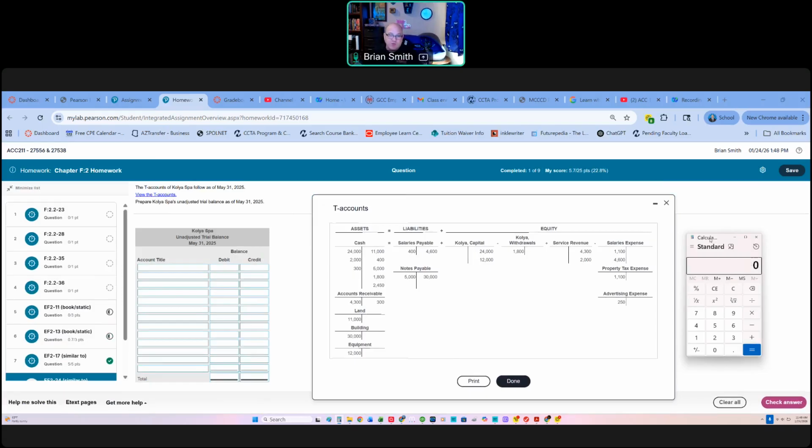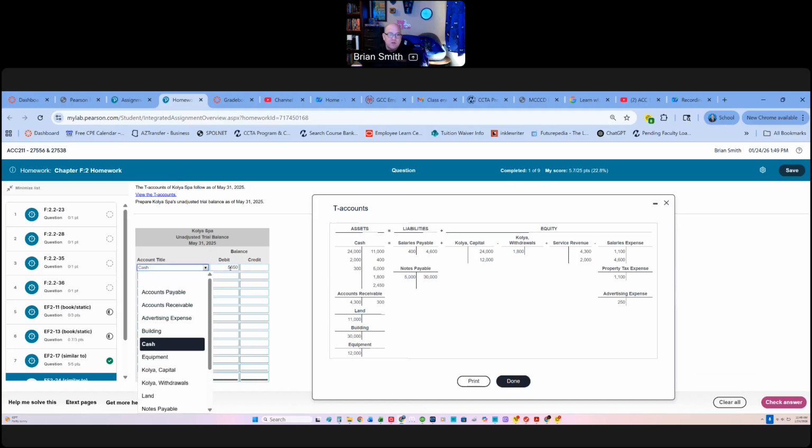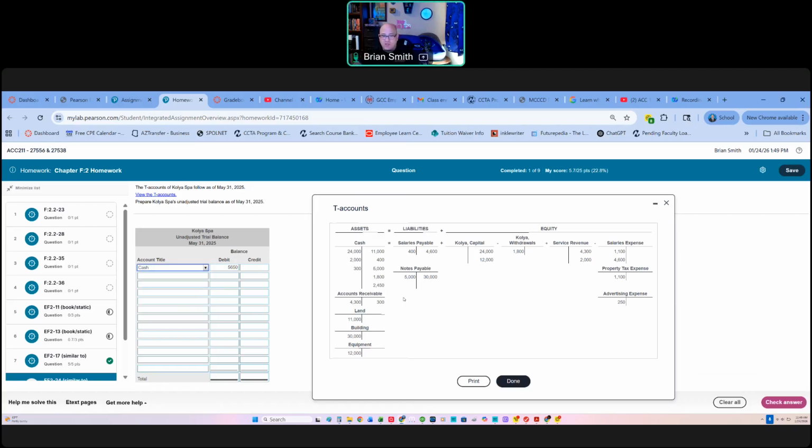So let's start off with cash. We're going to take cash, 24,000. We're going to add the 2,000, then add the 300. Then we're going to subtract out everything on the credit side, 11,000 minus 4,400 minus 5,000 minus 1,800 minus 2,450. So I have a cash balance of 5,650, and it's a debit balance. And that's it. I don't put anything on the credit side because it's a normal debit balance.